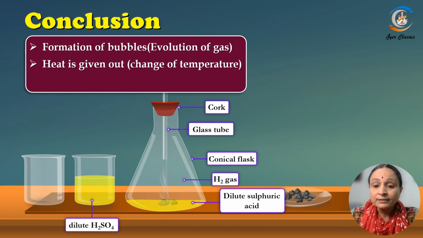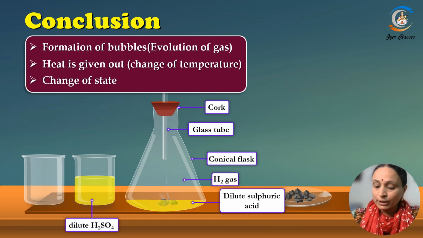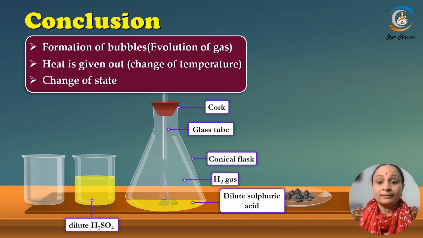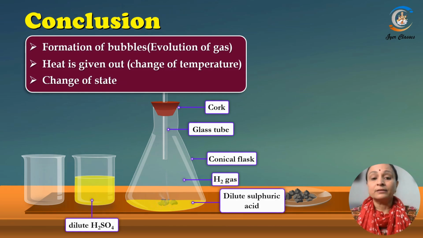Now, if you touch this conical flask, it has become hot. So another important thing you can see here is that when a chemical reaction is taking place, some heat is also evolved. That means there is a change in the temperature. Then you have mixed a solid and a liquid and a gas is coming out. So what can we say? That there is some change in state also which is happening. So what can you conclude?